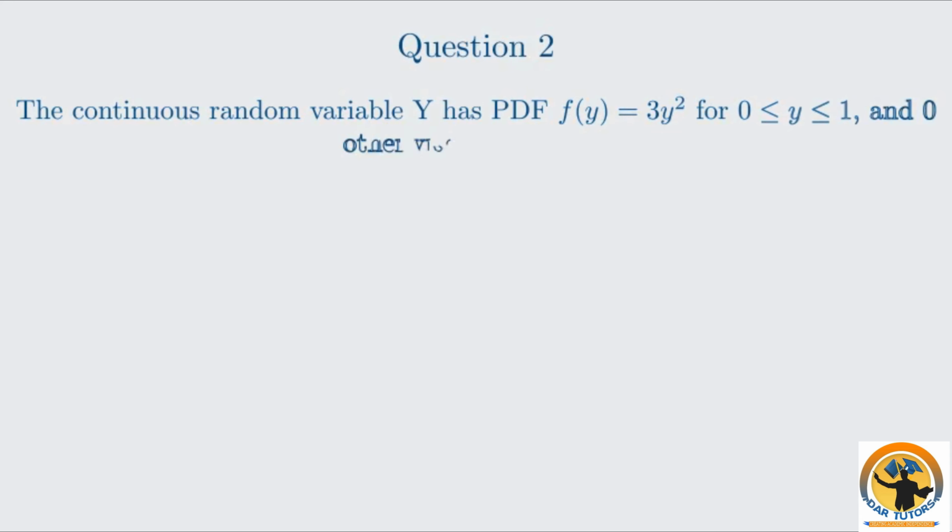Question 2 asks you to find the mean of a continuous random variable given its PDF. Remember the formula for the mean. Let's work through the solution for question 2. To find the mean or expected value E of Y, we use the formula E[Y] equals the integral of y times the PDF f of y over the entire domain.